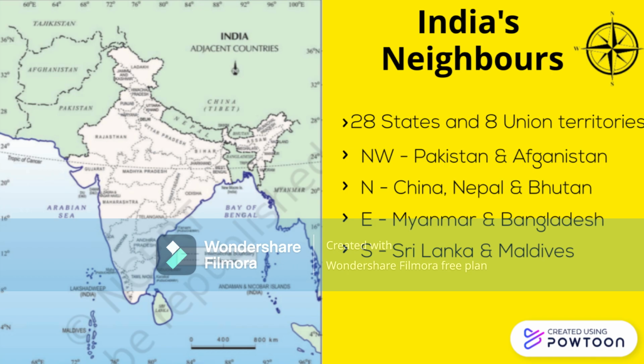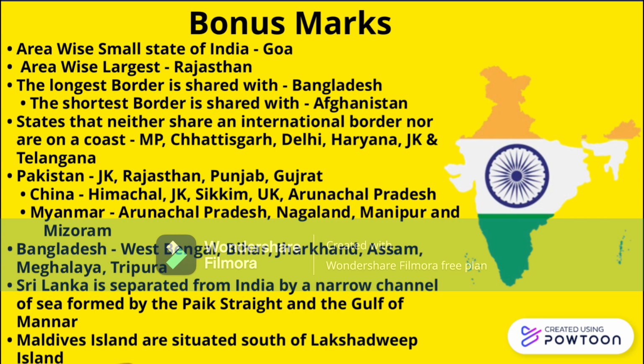Time for some bonus points. The area-wise smallest state of India is Goa, and the area-wise largest state of India is Rajasthan. The longest border is shared with Bangladesh. The shortest border is shared with Afghanistan. The states that neither share an international border nor are on the coast are Madhya Pradesh, Chhattisgarh, Delhi, Haryana, Jammu Kashmir, and Telangana.